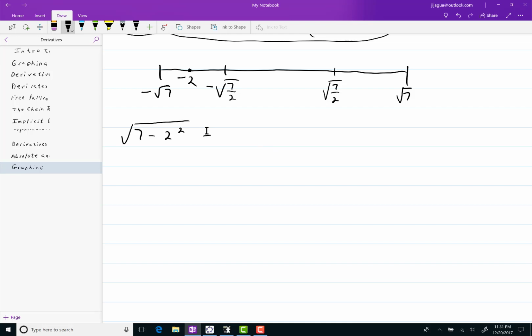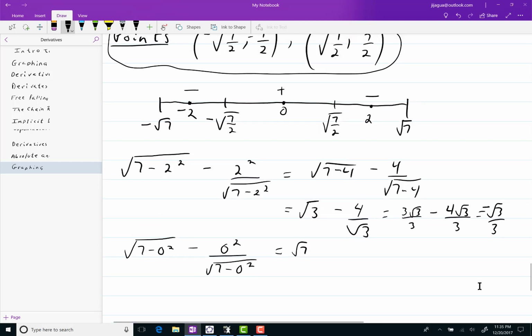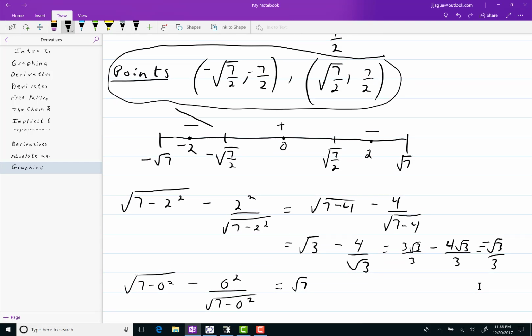Now these work obviously a lot better. Square root of 7 minus 2 squared minus 2 squared over the square root of 7 minus 2 squared. So we get 7 minus 4 over the square root of 7 minus 4. Square root of 7 minus, I don't know, just put 3. Square root of 3 minus... magic. I made an egregious error, so I just cut it all out. That's why the stuff suddenly jumped on the screen.